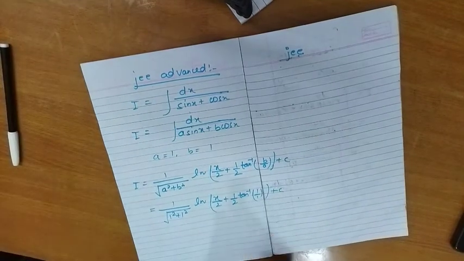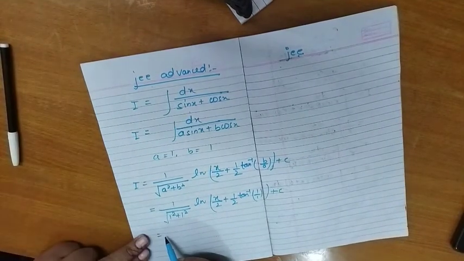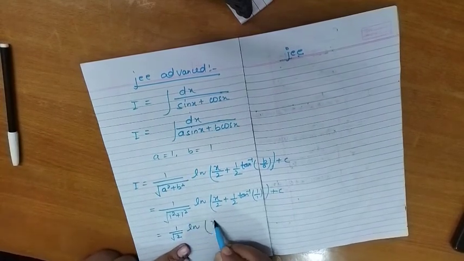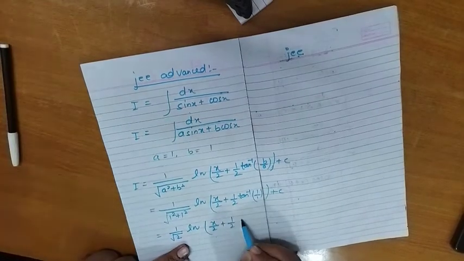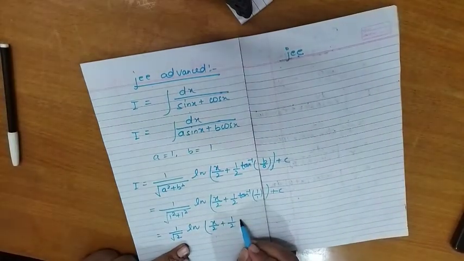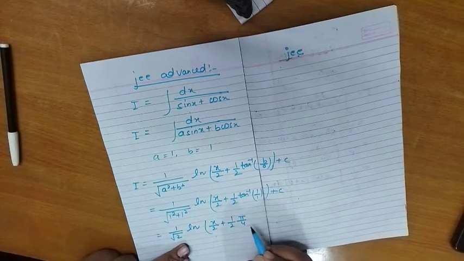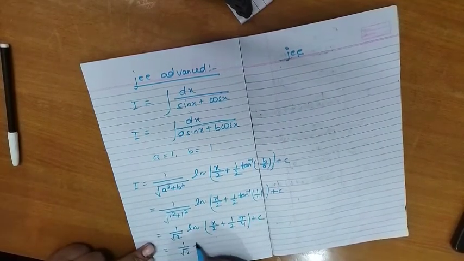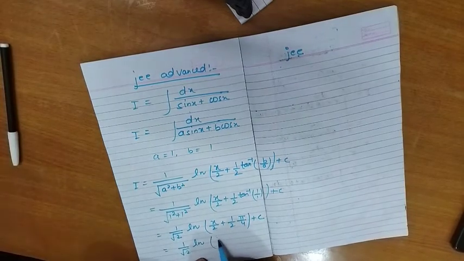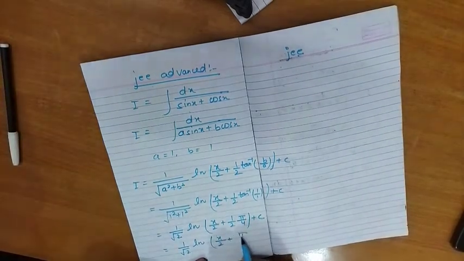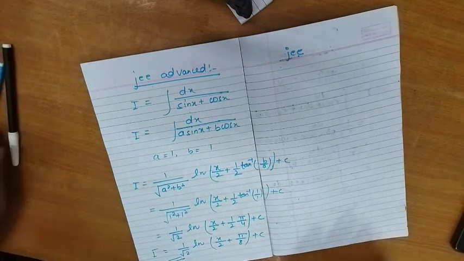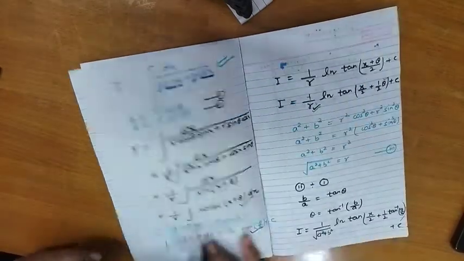Is it clear to you? Okay, fine. Now see, what is the value here? 1 upon root 2 ln tan of x by 2 plus 1 by 2 tan inverse 1. It will be pi by 4, plus c. So what is the final result here? 1 by root 2 ln tan of x by 2 plus pi by 8, plus c. Okay, so a very simple question asked in JEE Advanced.